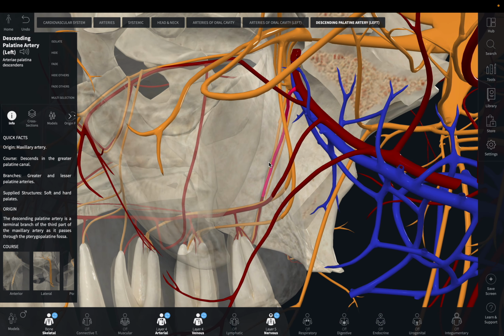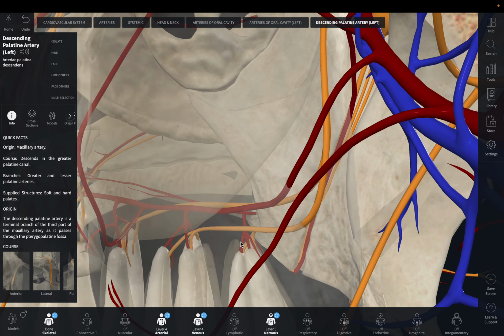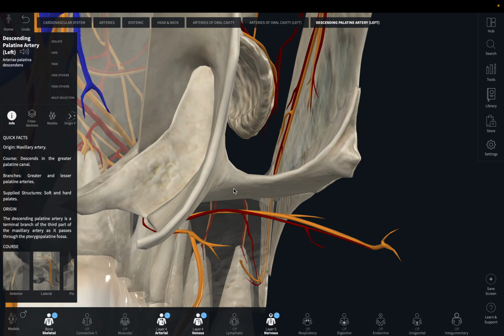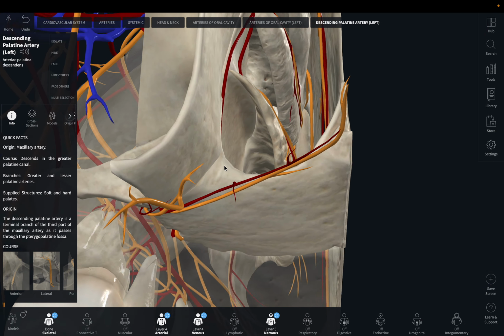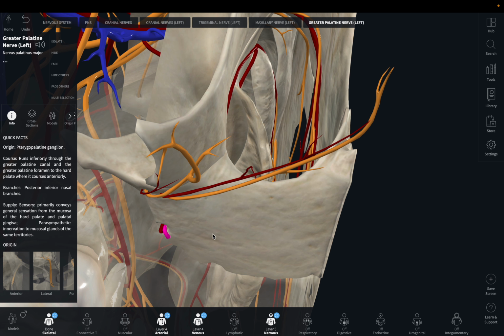They pass through the descending palatine canal and find their way, see if I can show you, onto the palate, just here. So here we can see the greater palatine artery along with the greater palatine nerve. The greater palatine nerve has sensory, sympathetic, and parasympathetic innervation and supplies the hard palate.